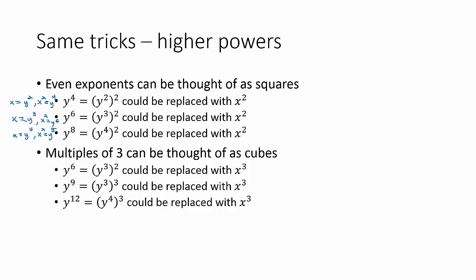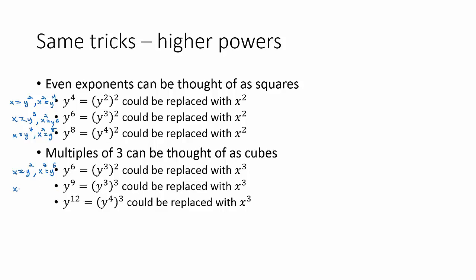We can use a similar strategy with multiples of 3, and instead of doing halves, we do a third. So with y to the 6th, that's like y cubed squared. Y to the 9th is like y cubed cubed. Y to the 12th is y cubed to the 4th. And we can replace those with x cubed in much the same strategy. We take x and make it equal to y to 1/3 of the power. 1/3 of 6. 6 divided by 3 is 2. So that x cubed would be y to the 6th.